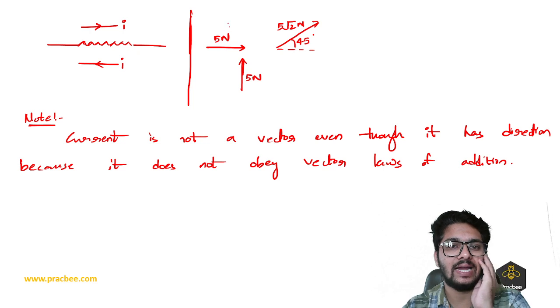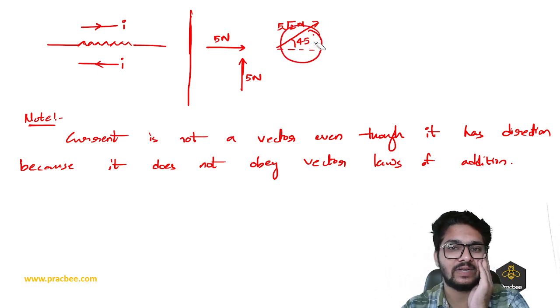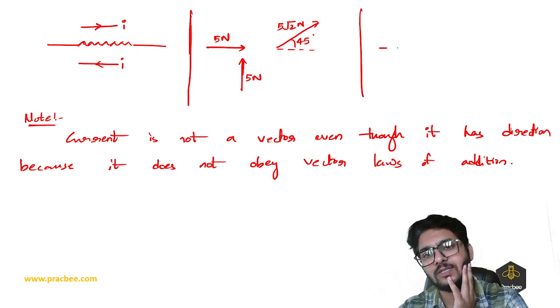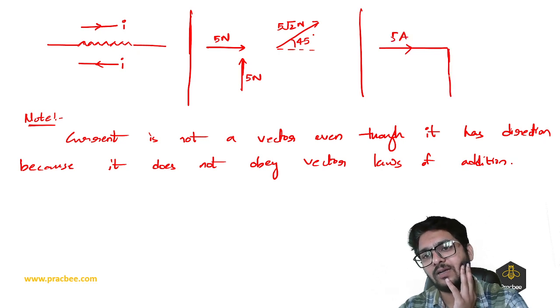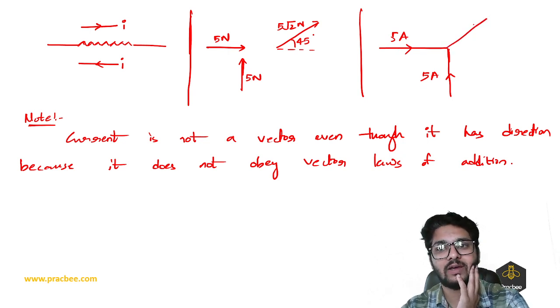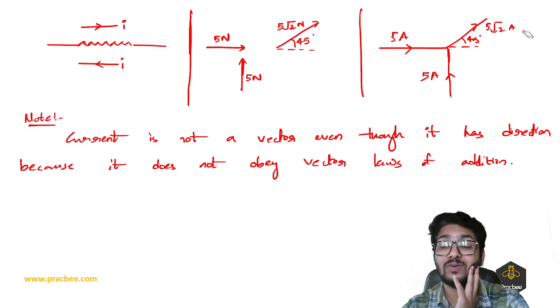So if you add these two vectors, there is only one possible answer. You have to have a vector, the magnitude as 5 root 2 Newton and the angle as 45 degrees. But will that happen in the case of current? No, because look at this. If I have a wire which is carrying a current of 5 amperes, another wire also carrying a current of 5 amperes, like 5 newtons and 5 newtons. So if they behave as vectors, then the direction of current should be like this, 5 amperes and 5 root 2 amperes and making an angle of 45 degrees. But will it be that way? No, it won't be that way.